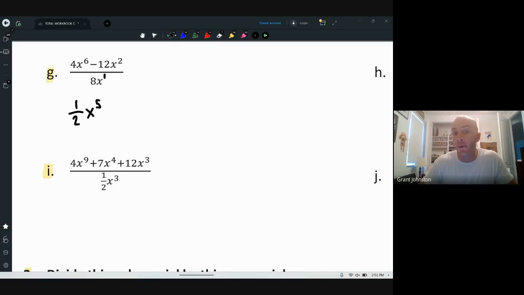Negative 12 divided by 8 would be negative 1.5. But again, typically we want to leave these as fractions. So if you simplify negative 12/8, that's going to be negative 3/2. And then x to the second divided by x to the first. 2 minus 1 is just 1, so it's just going to be x to the first.